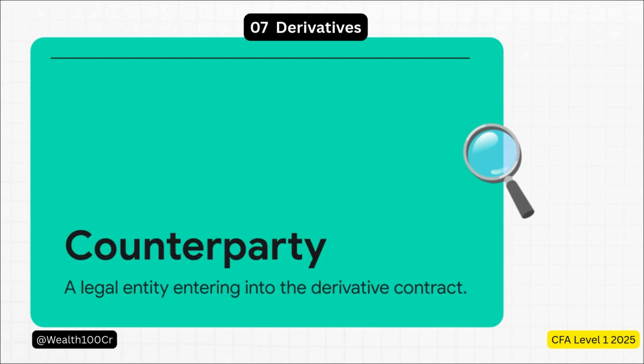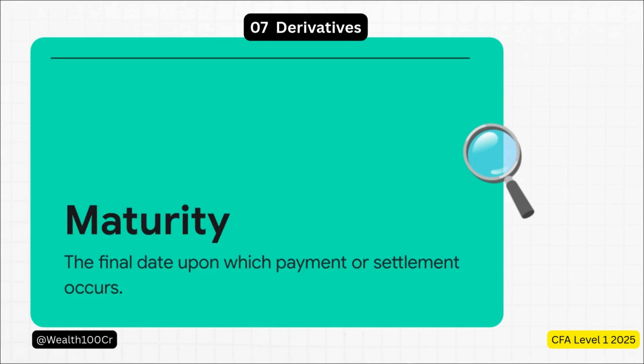You see, any agreement needs at least two people, no? In a derivative, we call the other person in the contract a counterparty. It's just a fancy word for the other side. So if you agree to buy mangoes from a shopkeeper next week at a fixed price, you are one party, and who is the counterparty? The shopkeeper. Exactly. In our train ticket example, you are one party, and the railways is your counterparty.